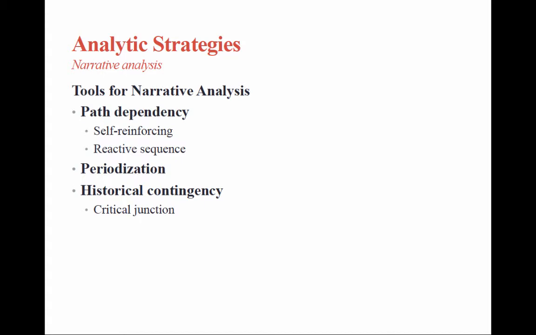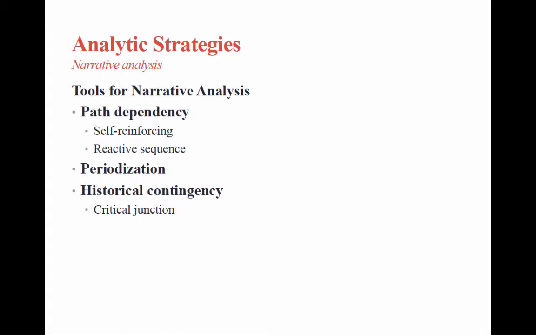Okay, continuing on for the narrative analysis now. The types of tools that are going to be used are either path dependency, periodization, or historical contingency. In path dependency, I'm looking at how one thing necessarily leads to another, necessarily leads to another. So there's a chain of events that lead to a pretty identifiable trajectory of things that happened. And you can then interrupt that chain of events by removing one thing, and then everything would be fundamentally different afterwards.